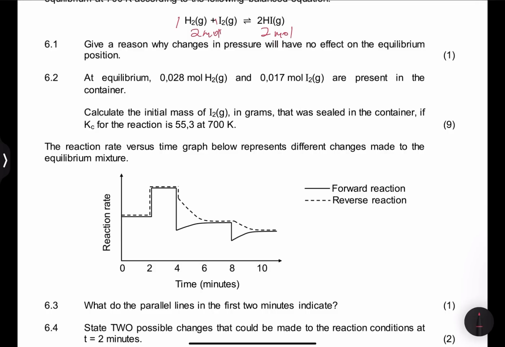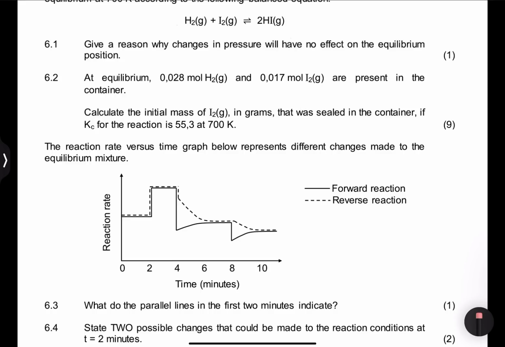Remember, according to Le Chatelier's principle, whenever we increase the pressure, the equilibrium will always favor the side that has fewer moles of gas. So which side has fewer moles of gas here? None of the sides, right? So as a result, an increase in pressure will have no effect, because in this case there are equal volumes of gases on either side.